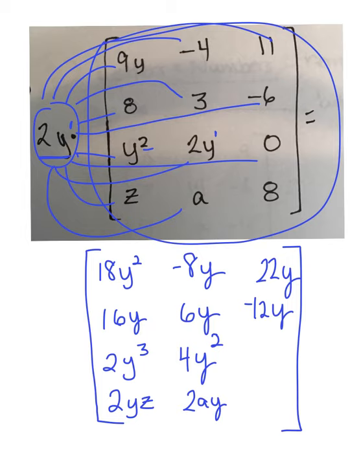2y times 0, anything times 0 is 0. 2y times 8, 2 times 8 is 16, and then bring over the y, and that is your answer. They're long, but you won't have tons and tons of them today.